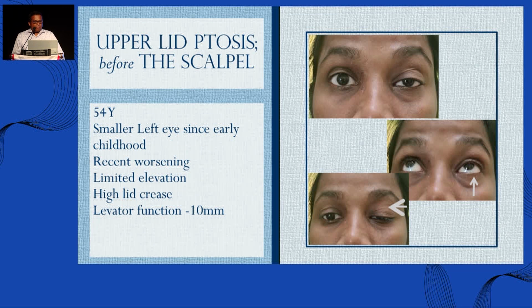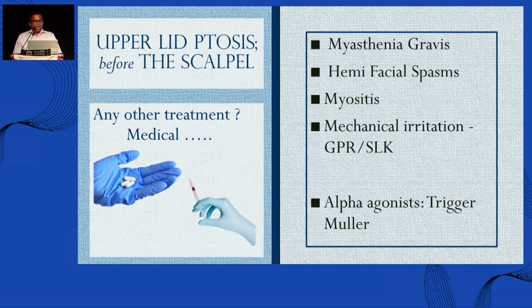So this lady, 54 years, came with a small left eye since early childhood, but recently she got a worsening of ptosis. The examination showed limited elevation, high lid crease, and elevator function of 10. So this is actually a case of pre-existing congenital ptosis developing a secondary levator dehiscence. So sometimes there can be 2 causes for the ptosis. So that workout is very, very important, and then of course you can decide the treatment.